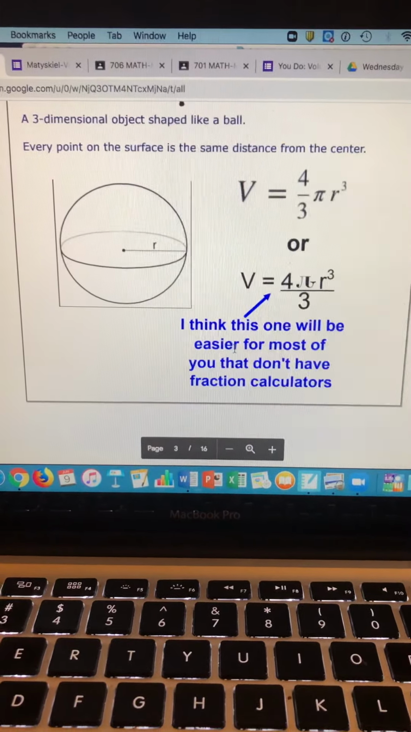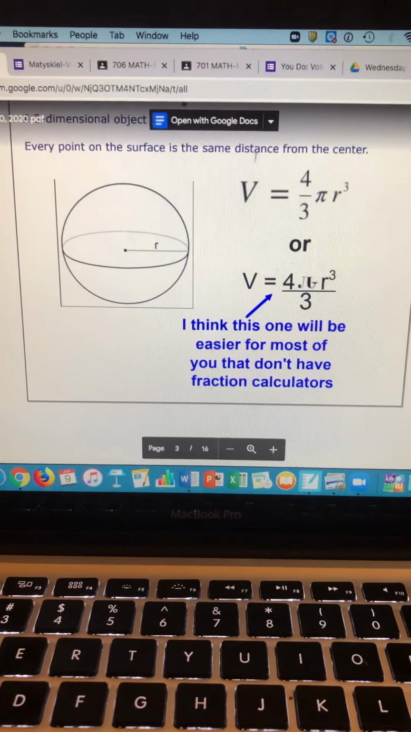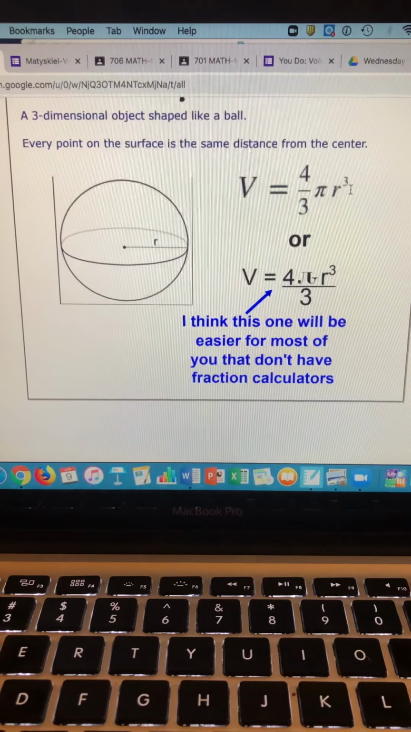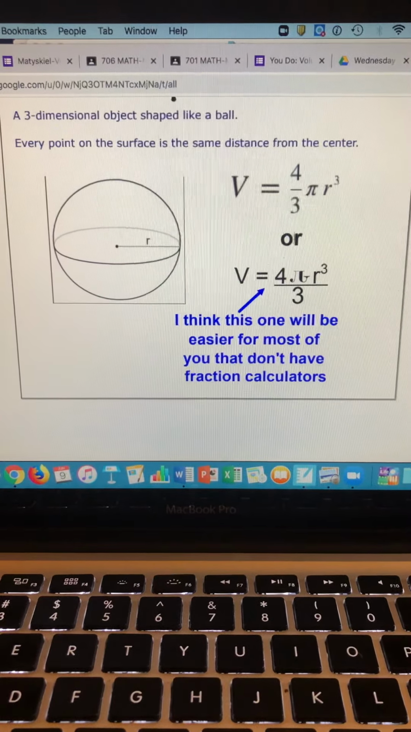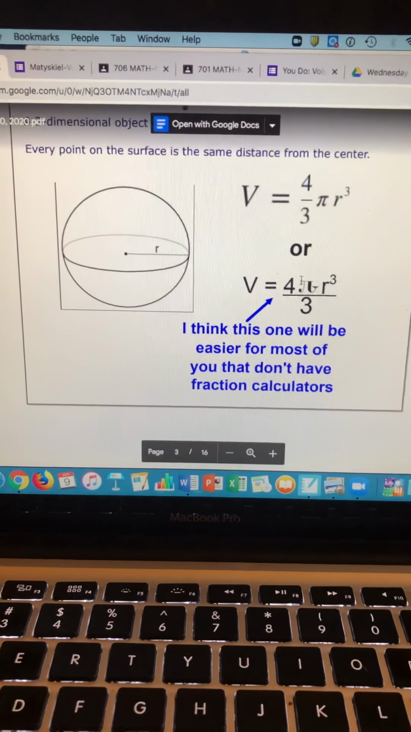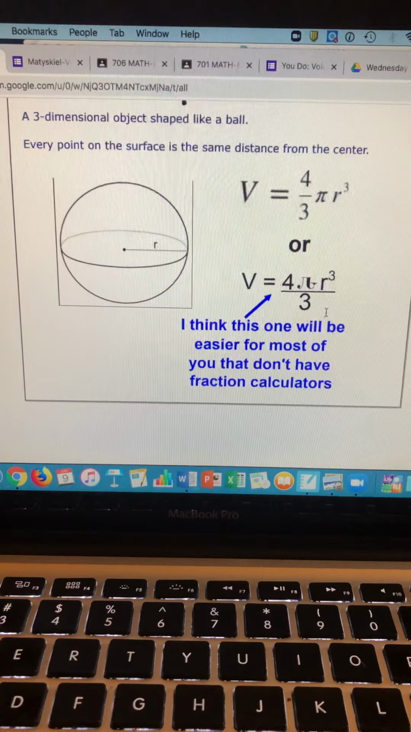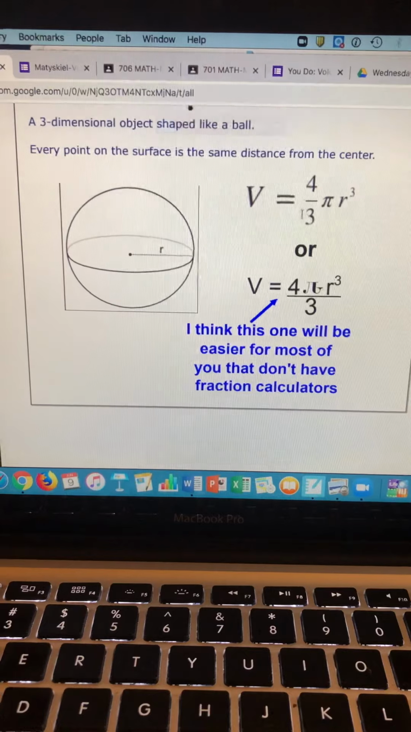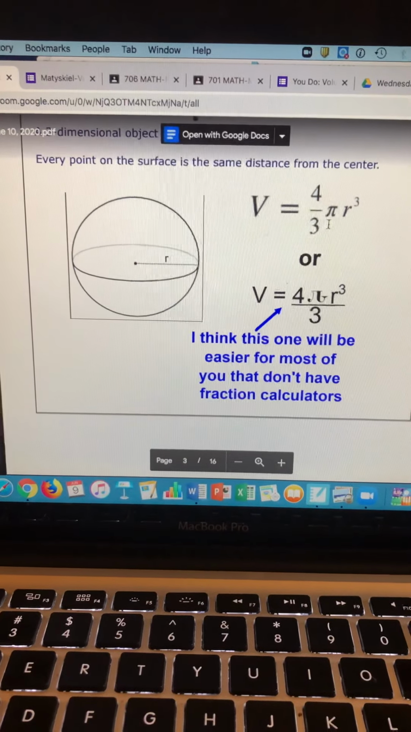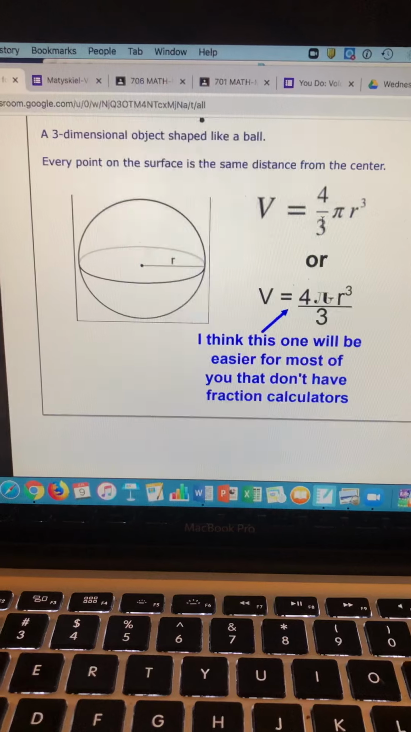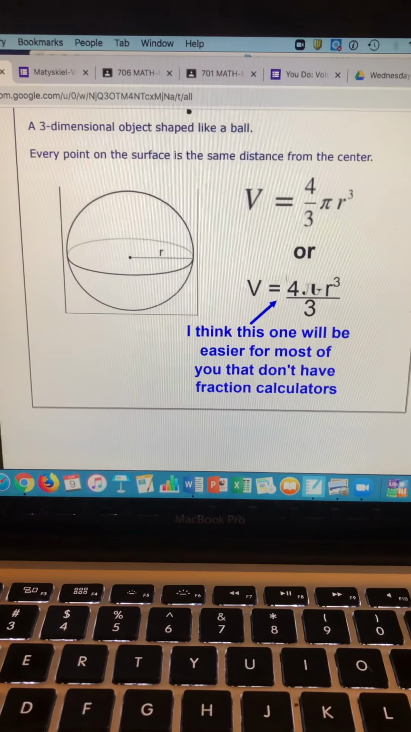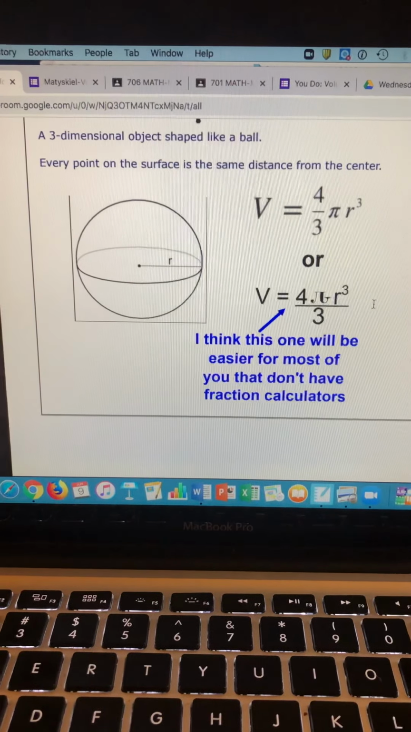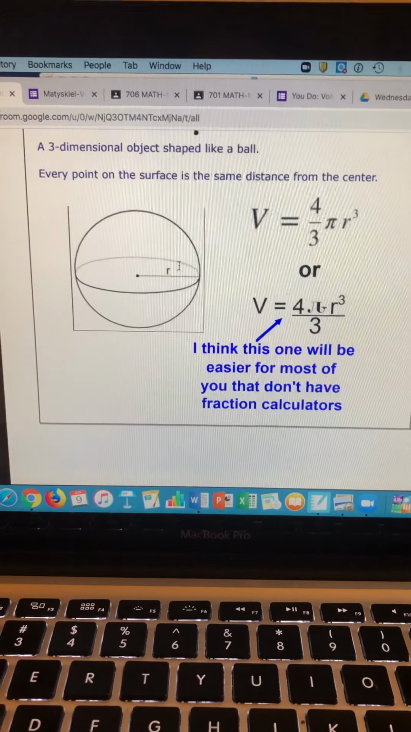So when we calculate the volume of a sphere, when we were in school, we were using this formula, the top one, with the 4/3 times pi times radius to the 3rd power. For most of us, we don't have a fraction calculator at home, so I think that this formula will be easier for you to find that volume. Both of these are the same, so if you see a problem using the fraction one, it doesn't mean that it's incorrect. It's just they probably have a calculator that can use that function. But for our purposes, if you do not have a fraction calculator, I recommend using this formula because it's a little easier to calculate without that function on your calculator, okay?